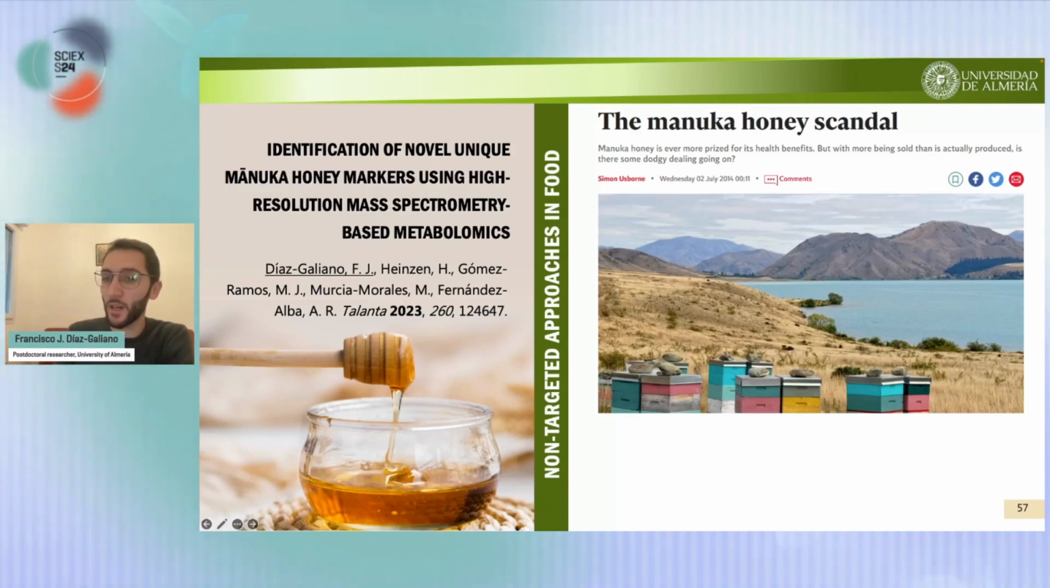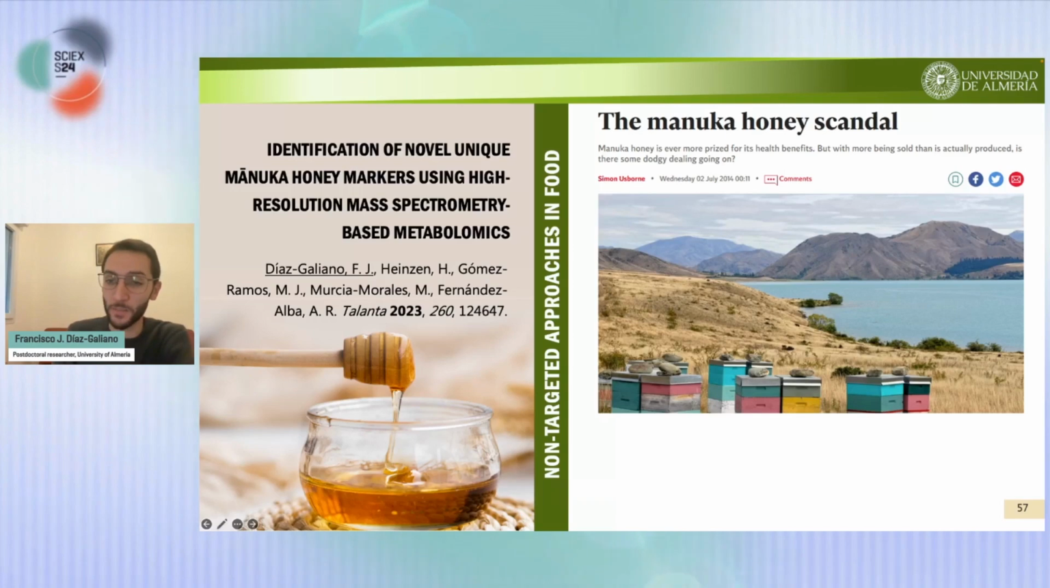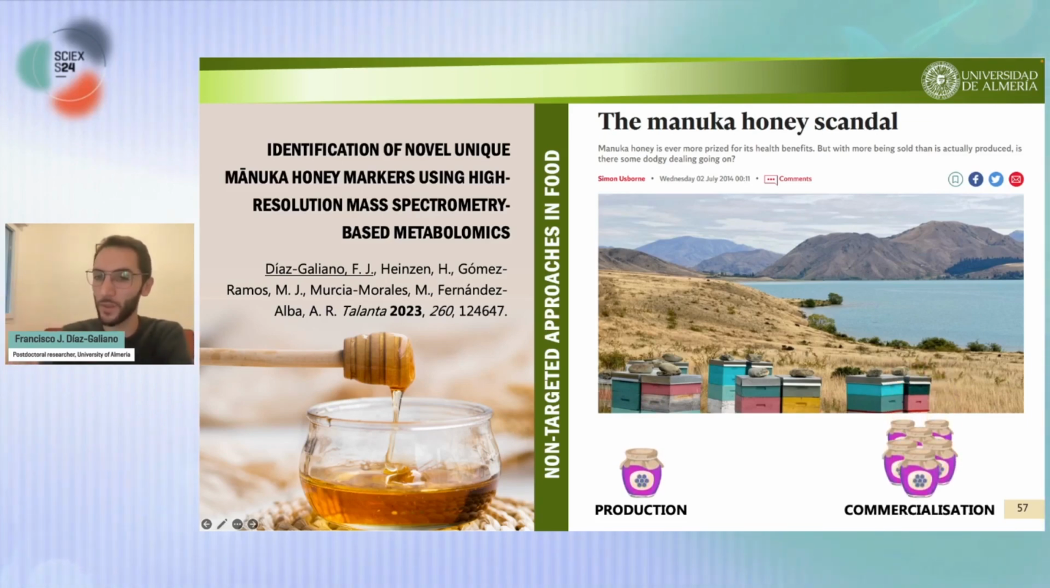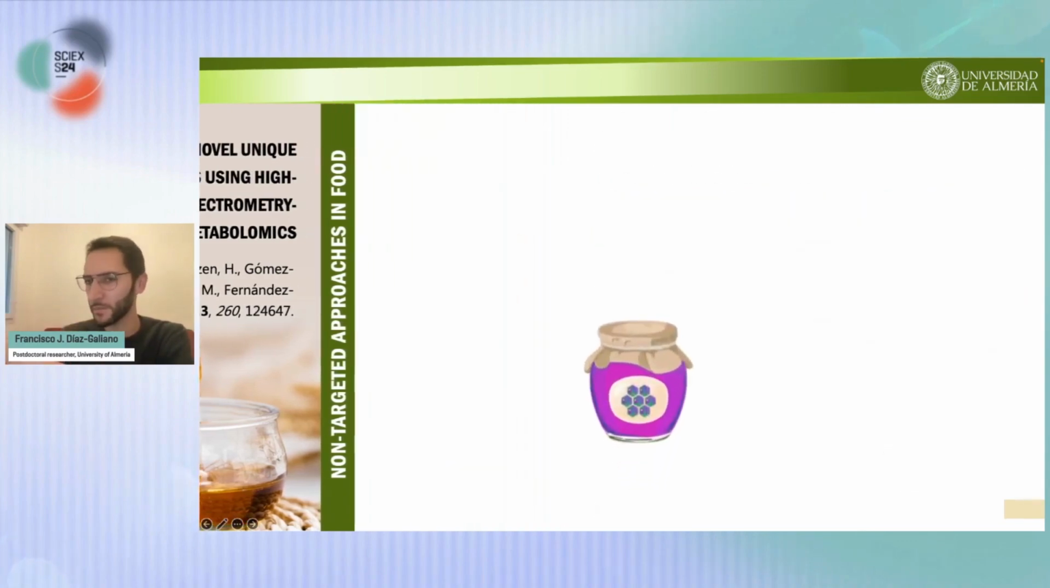Manuka honey is a type of honey produced mainly in New Zealand by honeybees foraging the Manuka tree. And indeed, with only 1,700 tons produced annually, about 10,000 tons were commercialized, which suggested that there was a problem with counterfeiting, that it was extremely common.